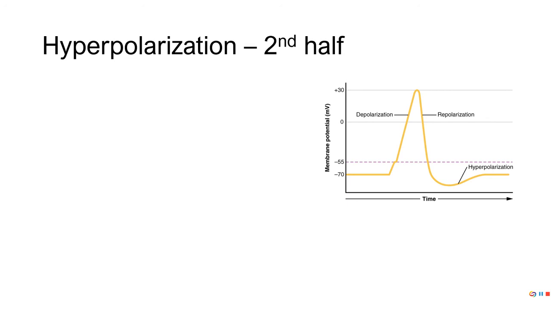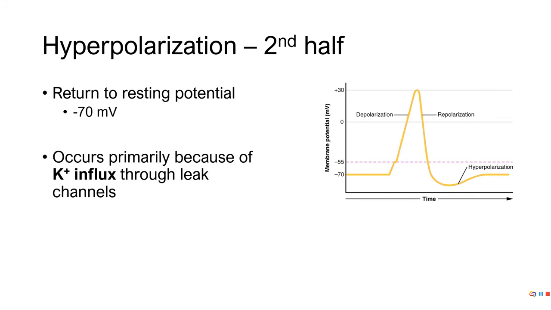Now that everything is reset, the neuron will get back to its steady state or resting potential of negative 70 millivolts. Resting potential goes from negative 85 millivolts to negative 70 millivolts, primarily due to potassium influx through the potassium leak channels. Although there is still much more potassium inside the cell than outside the cell, potassium comes back in, and this happens because of the electrochemical gradient.